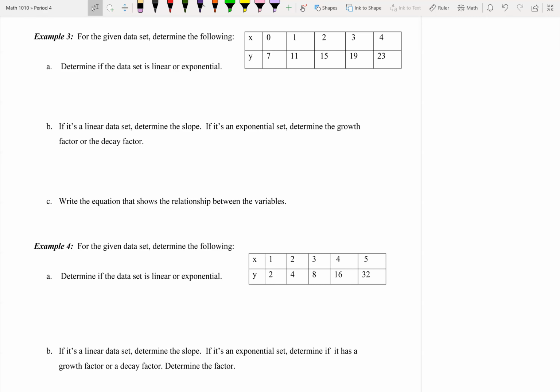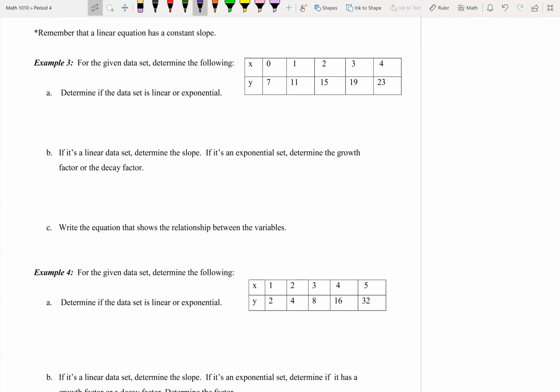Okay, is this linear or is this exponential? Watch closely. From 0 to 1 goes up 1. From 1 to 2 goes up 1. From 2 to 3 goes up 1. From 3 to 4 goes up 1. Now, from 7 to 11 goes up 4. From 11 to 15 goes up 4. Right here is up 4. Right here is up 4. Is it linear or exponential?